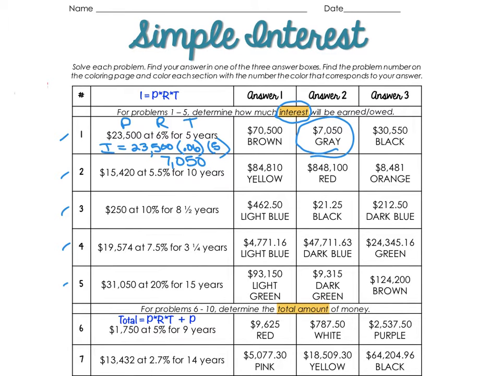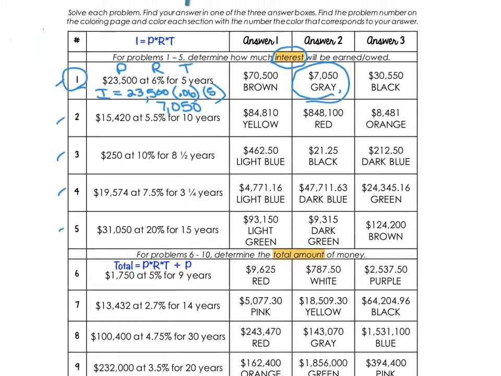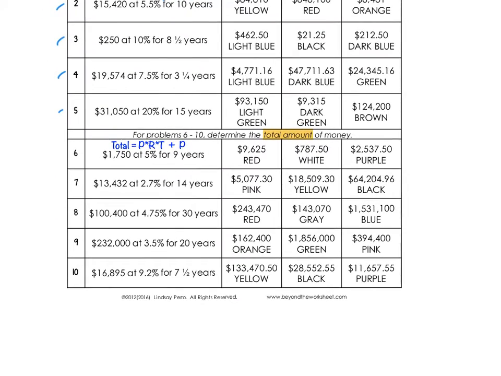Okay, so use that example to help you solve the remaining 4 problems. And then what you'll do is we would go to our coloring sheet and we would find the number 1, and anywhere where you see the number 1, you're going to color that spot gray. All right, so let's try a problem from 6 through 10 together.